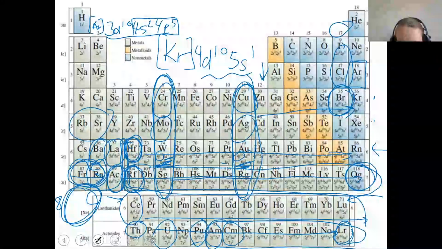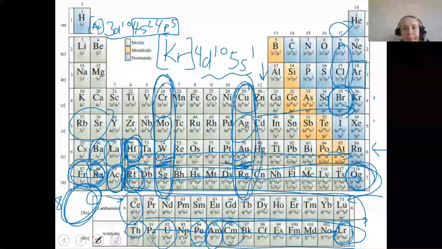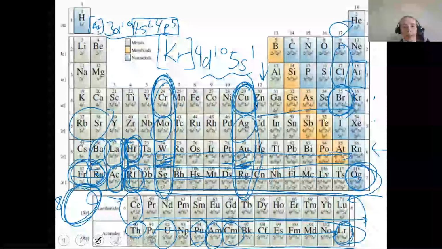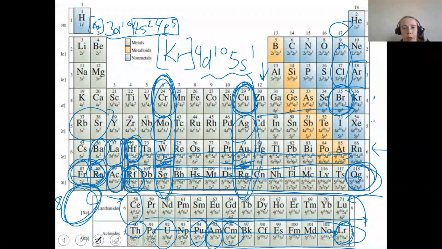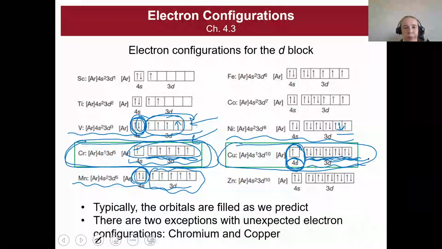I think we see the same thing over here. But the only exceptions you guys need to remember are chromium and copper. You don't need to remember any of the further down elements, though your book does discuss them. So chromium and copper are exceptions because of their half-filled or fully filled 3d subshells.